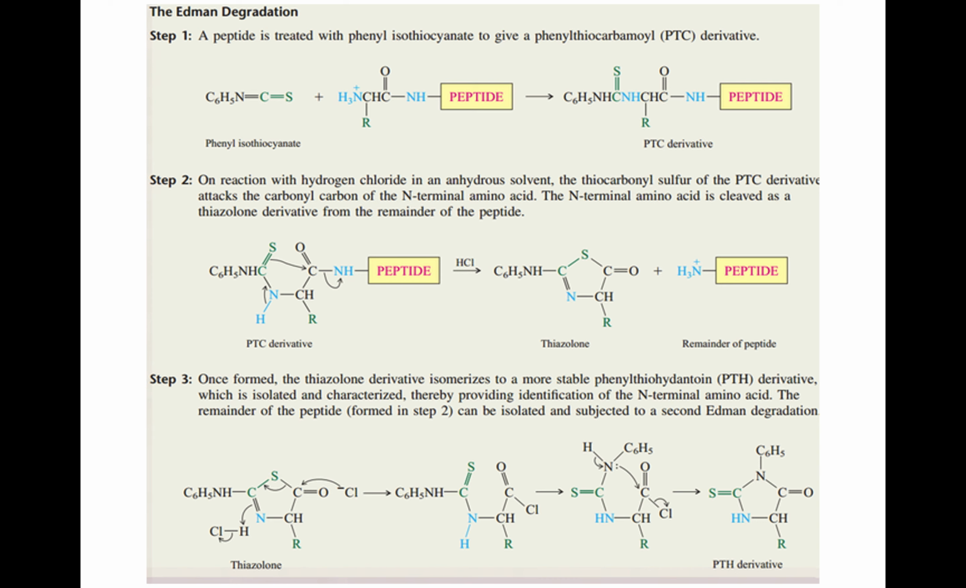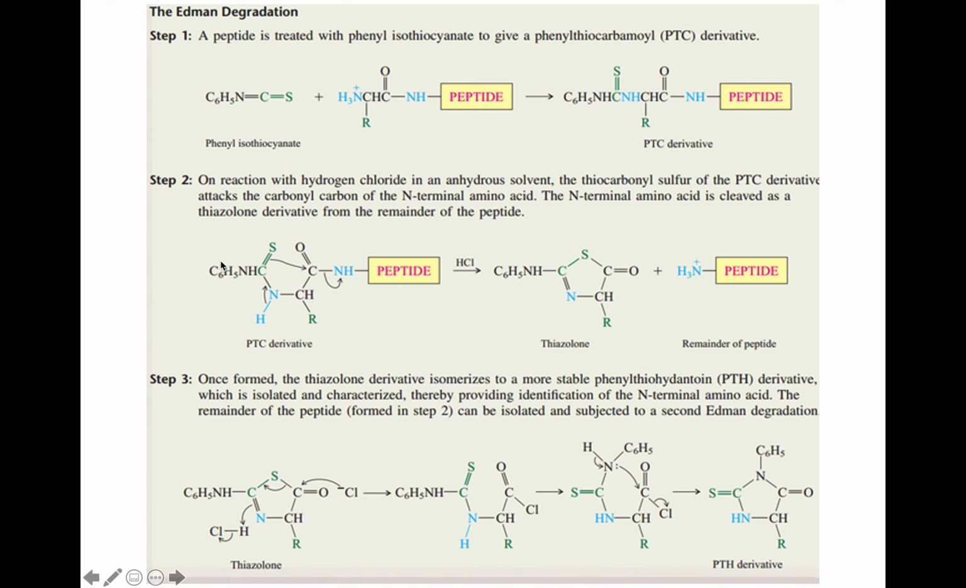In the Edman degradation, remember this is a chemical sequencing. It's more or less similar to the Sanger sequencing previously, but for protein. There are only 3 steps. In the first step, the peptide is treated with phenyl isothiocyanate to give a PTC derivative, phenyl thiocarbamyl. This is basically a chemical reaction, and because I have never done this, I couldn't walk you through how it is done in a lab.